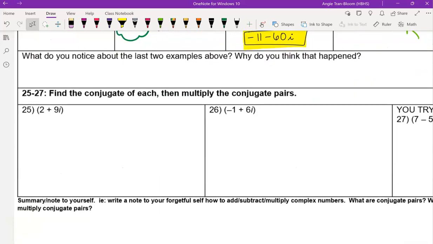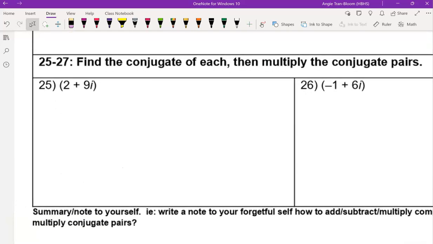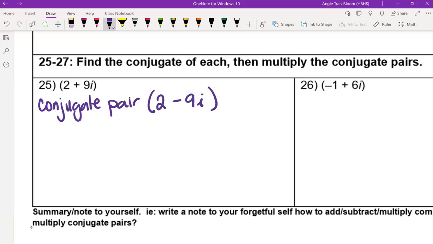So examples 25 to 27 said, okay, well, here's one binomial, and it says find the conjugate pair. So conjugate pair, everything is exactly the same except the sign is opposite. Once you've done that, then it said, okay, now multiply them. So put them together: 2 plus 9i times the conjugate pair, which is 2 minus 9i.